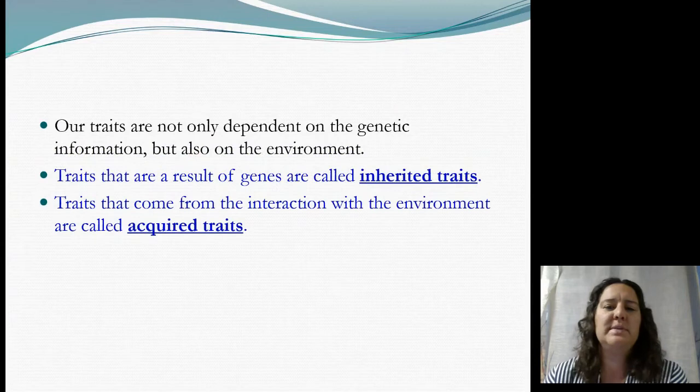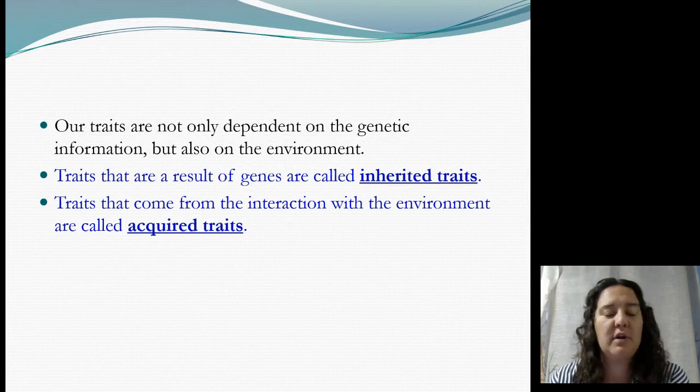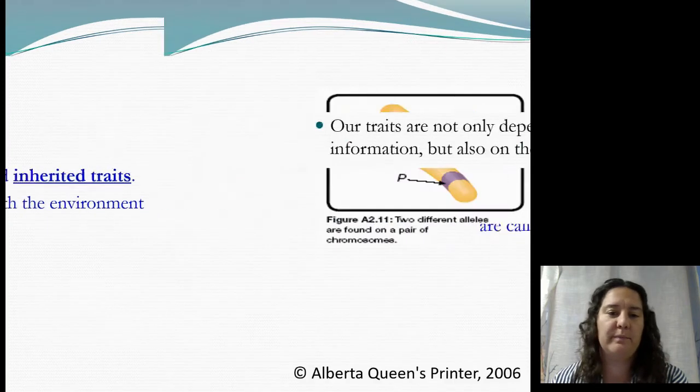So, our traits are not only dependent on the genetic information, but also on the environment. Things like Siamese cats, even though they have a trait to make their ear tips and tail tips dark, that actually doesn't occur until they're a little bit older, and those are cooler areas of their body. So the environment helps trigger the genes to change their hair color. Traits that are the result of genes are called inherited traits, and we also have traits that come from interaction from the environment, which are called acquired traits. And sometimes, like the Siamese cat, it's a combination of both.